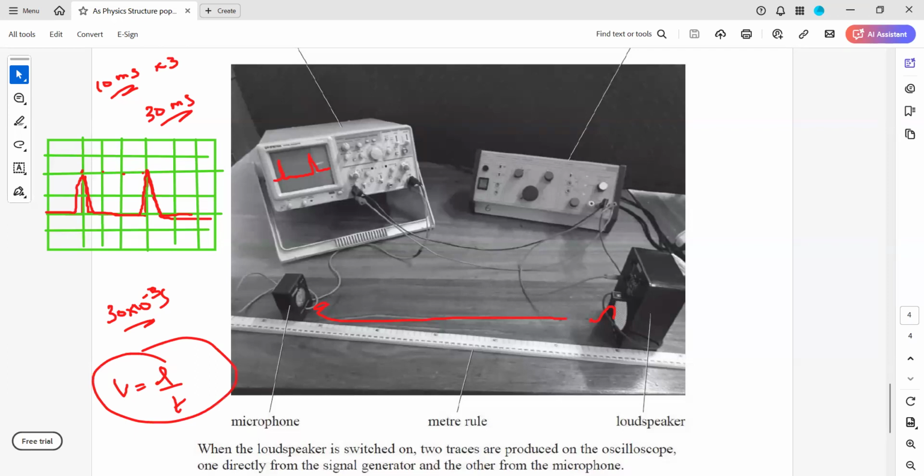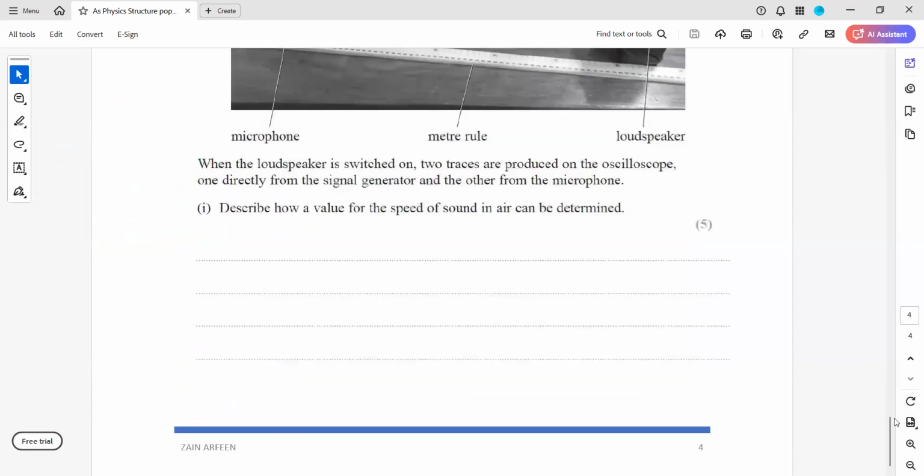Then we'll repeat the experiment with different positions of the loudspeaker, by changing the distance between the loudspeaker and the microphone. Is it clear? So that's how a CRO can be used to determine the speed at which sound travels through the air.